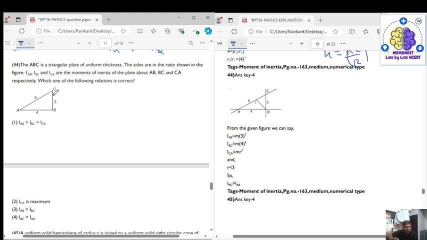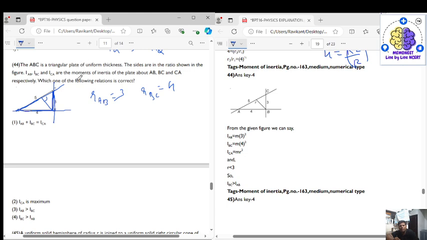See, let's start with IAB. This is for IAB. The R will be equals to 3. So R for AB will be equals to 3. Alright. Now if we see for BC, R will be equals to 4. So for BC, RBC will be equals to 4. For AC, this is AC. So R will be the perpendicular distance, this perpendicular distance, right?